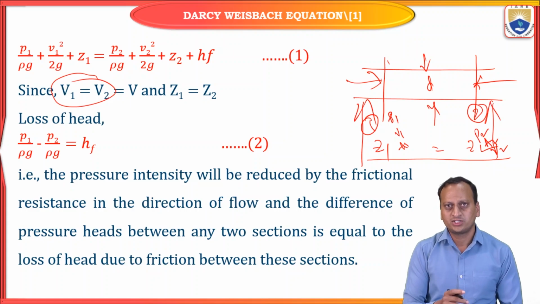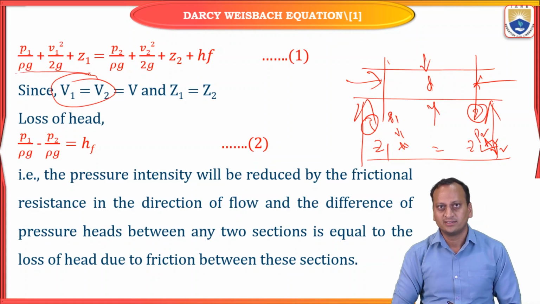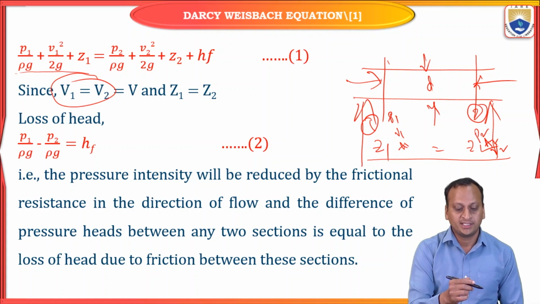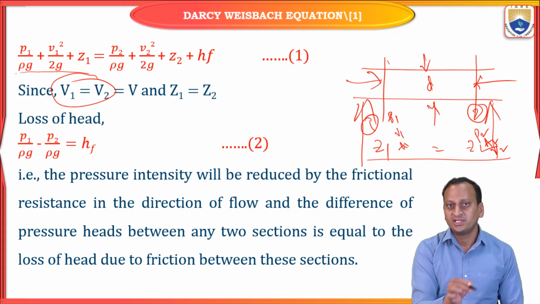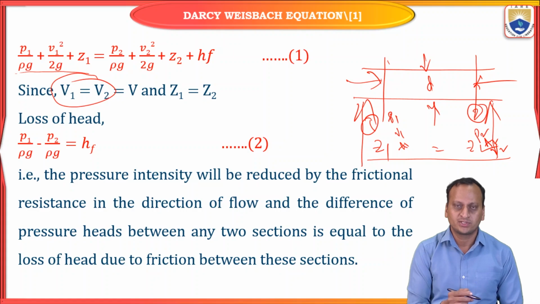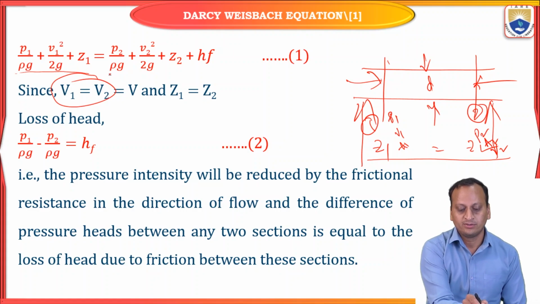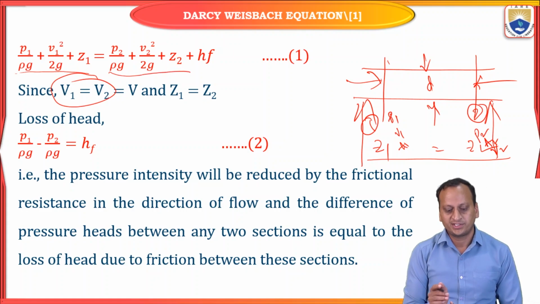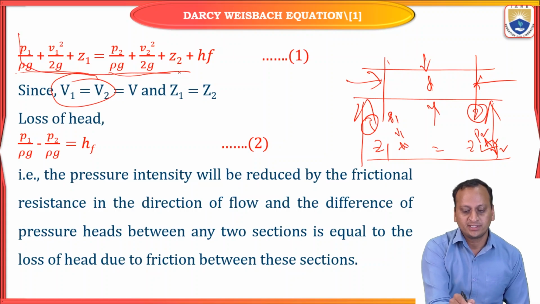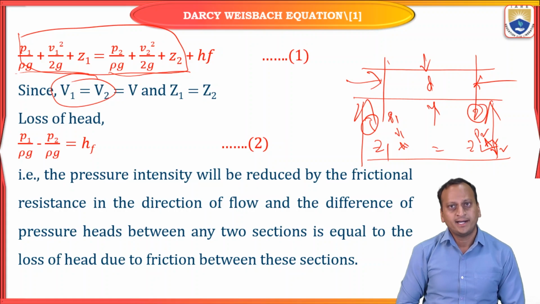So as per Bernoulli's statement, we can write P1 by rho g plus V1 square by 2g plus Z1. That means the pressure head, velocity head and potential head, these three heads, are constant. The summation of these three heads is equal to the same energies at another section, P2 by rho g plus V2 square by 2g plus Z2, the same parameters at section 2. This is Bernoulli's equation, which is up to here for an ideal fluid.